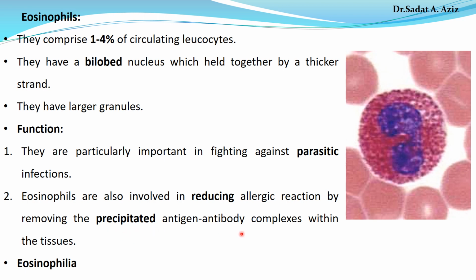precipitated antigen antibody complexes within the tissues. For instance, in the case of a severe immunological reaction or antibody-antigen reaction in the case of tonsillitis or arthritis, the antigen antibody complexes can deposit within the tissues. Sometimes they might be deposited within the structure of the heart.